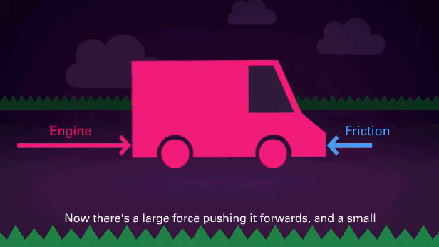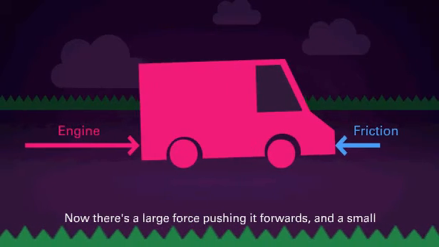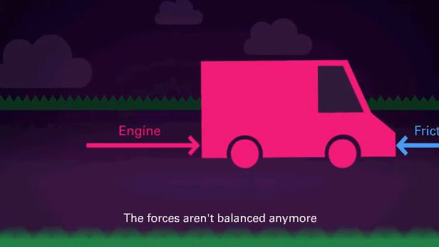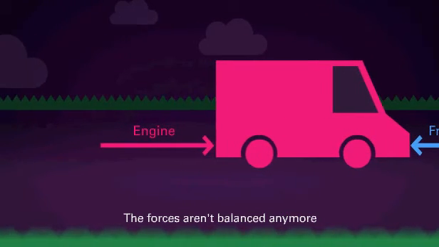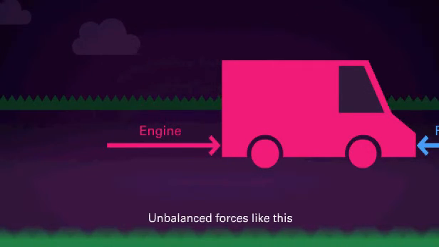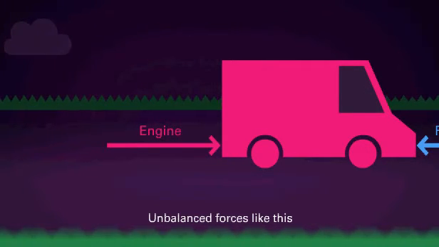Now there's a large force pushing it forwards and a small friction force pushing backwards. The forces aren't balanced anymore, and that's what starts the van moving. Unbalanced forces like this always cause changes in the way things move.